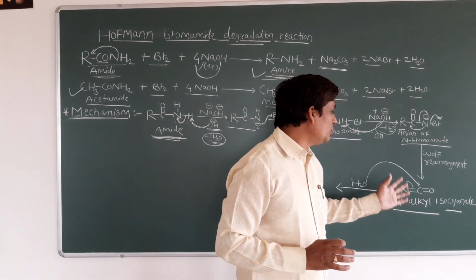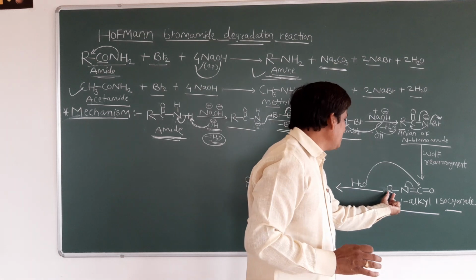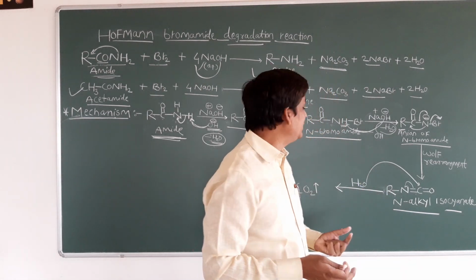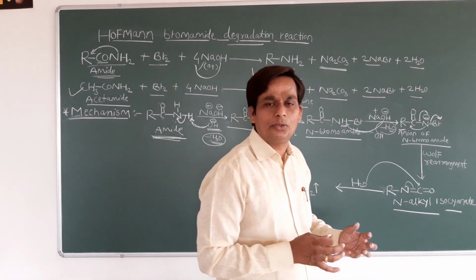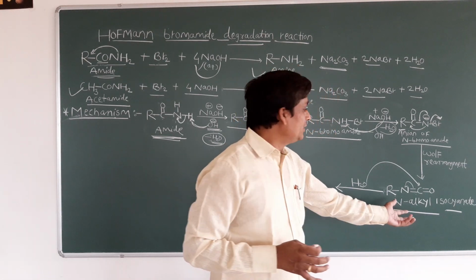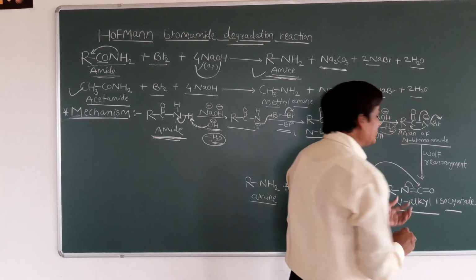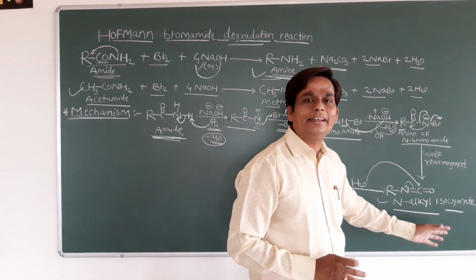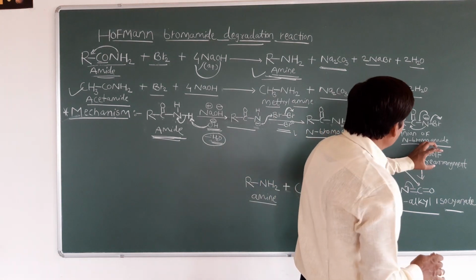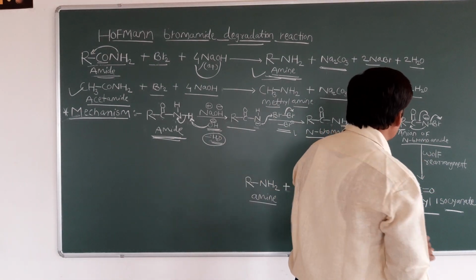N-alkyl isocyanate. You know isocyanate. If a methyl group is there, we can say it is methyl isocyanate. It is a very toxic substance. You know in the Bhopal tragedy that gas leaked. So that is methyl isocyanate, not isocyanide. Isocyanate is a very toxic substance. So after this rearrangement we get this isocyanate.